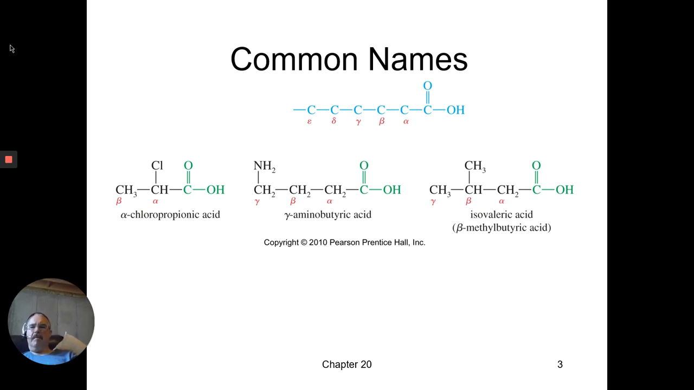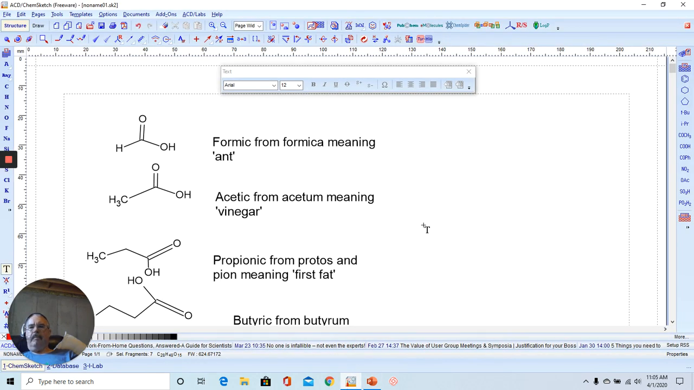Okay, these are some common names, and these are some common acids. Many of these have names based on their original source. Here are some examples. The simplest carboxylic acid, in which our R group is a hydrogen, is called formic acid. Formic acid comes from a Latin word, formica, meaning ant.